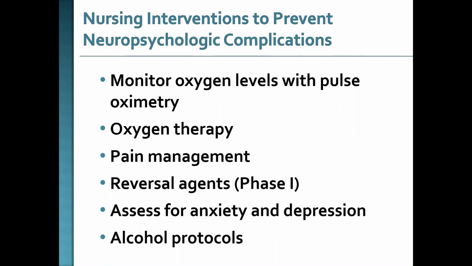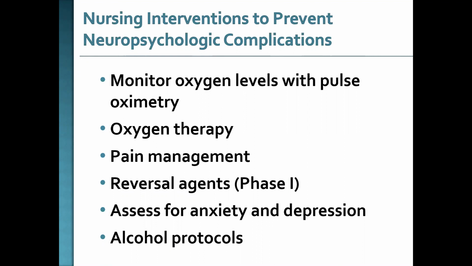Neuromuscular blocking agents will prevent voluntary muscle movement and contribute to anxiety and stress. Reversal agents can be given to reverse these effects. These should be administered in phase 1. Anxiety and depression may occur and correlate with increased likelihood for complications.